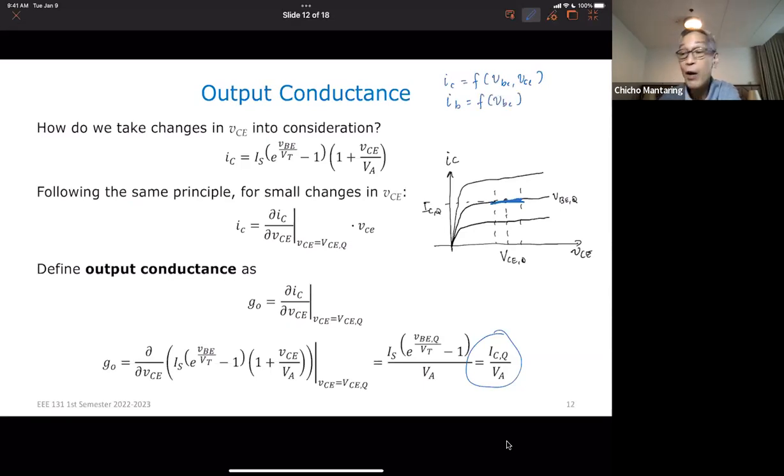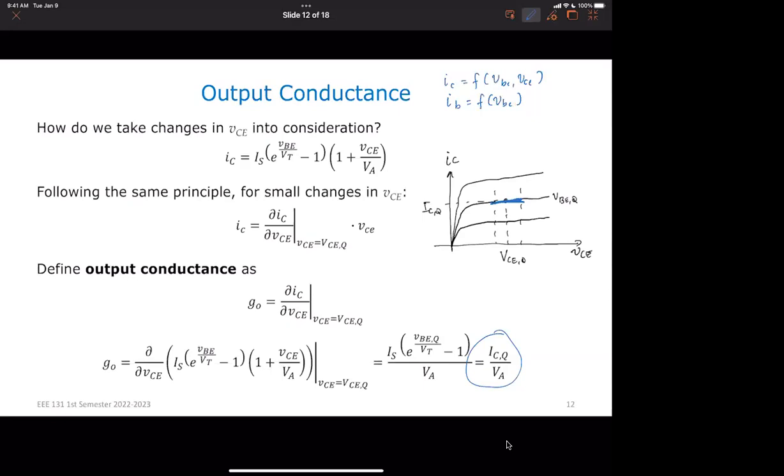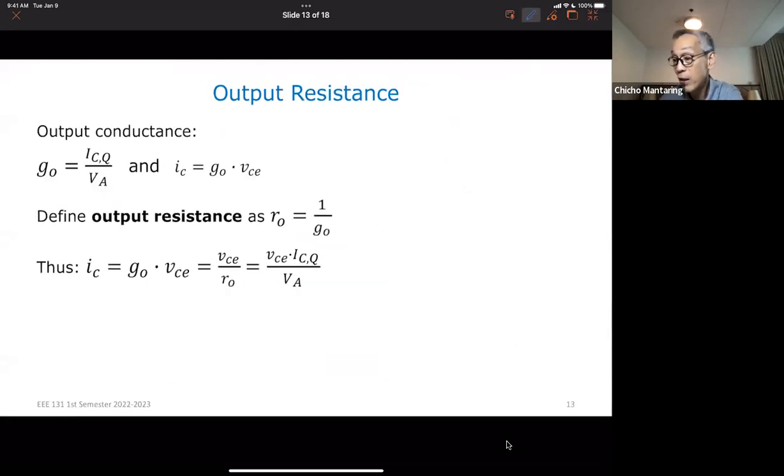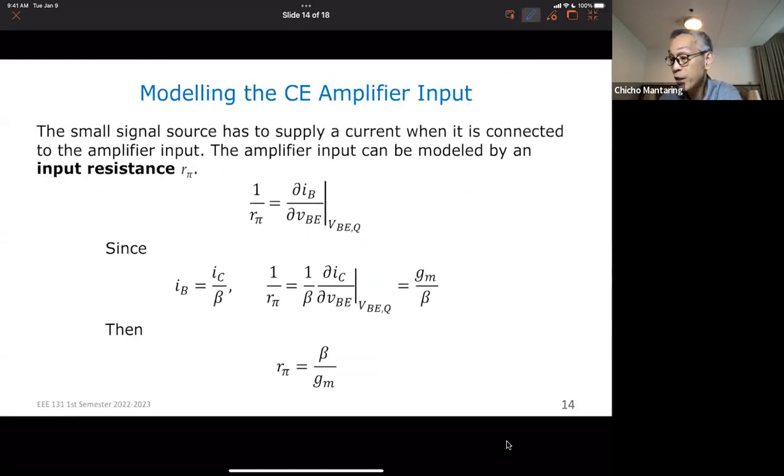No? Bakit nawala uli yung VCE dito? Can somebody tell me? I just want to check whether you've been listening. Sir, unilateral po. Exactly, no? Because unilateral. We don't expect the output to affect the input. So ito na lang yung kailangan natin to complete our model.